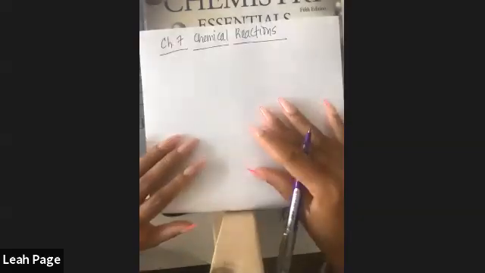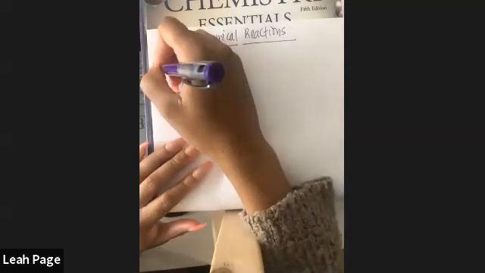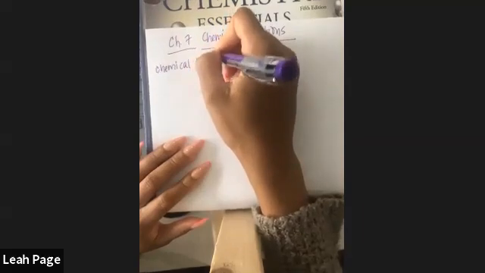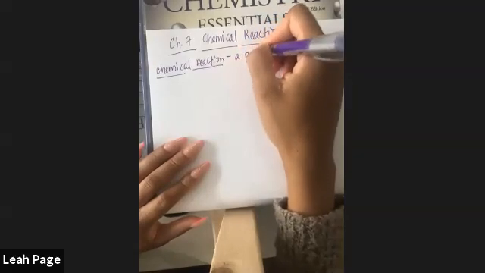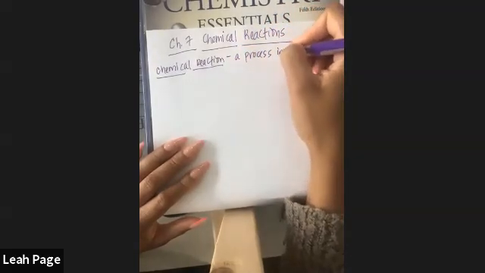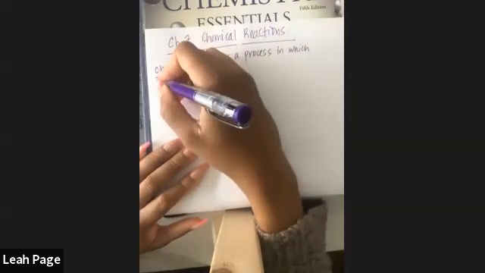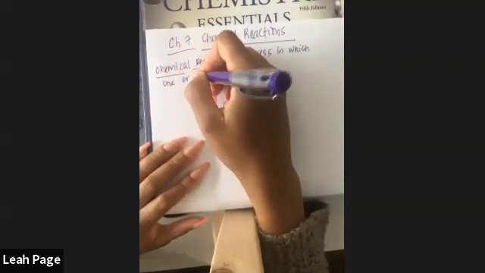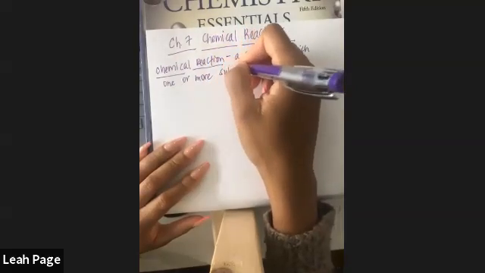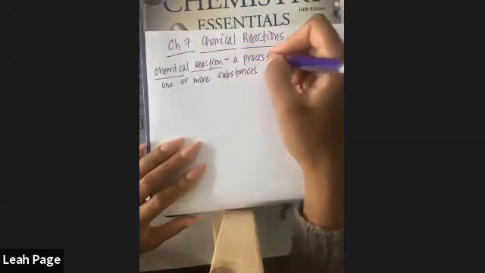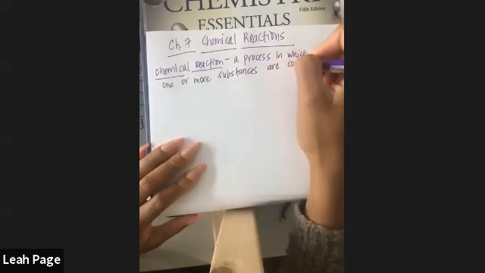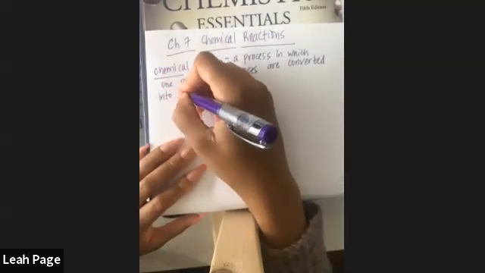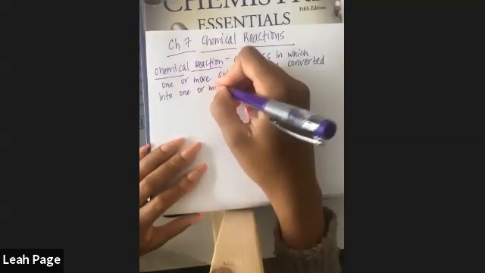All right, chemical reactions. What's a chemical reaction? All a chemical reaction is, if I give the book definition, is a process in which one or more substances are converted into one or more different ones.